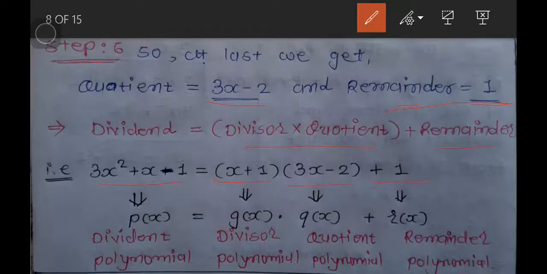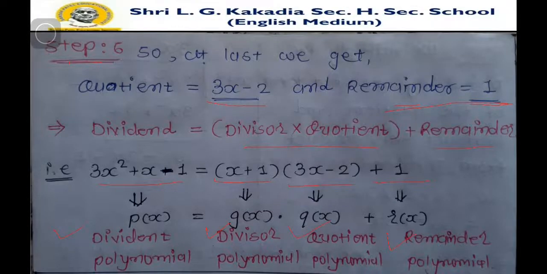So here the first polynomial is our dividend polynomial, then the second is our divisor polynomial, that we write as g of x. Then our quotient polynomial, that is q of x, and at last we put our remainder polynomial as r of x. So this is the process of division of polynomials.